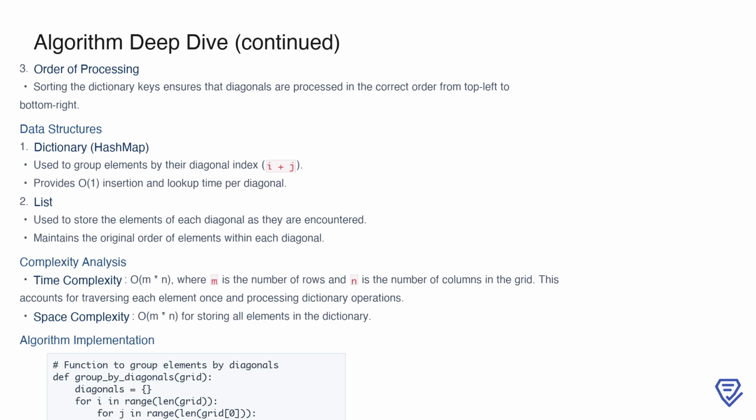In terms of complexity, the time complexity of this approach is O(m*n), where m is the number of rows and n is the number of columns. This accounts for visiting each element in the grid once and performing dictionary operations. The space complexity is also O(m*n), since we store all elements in the dictionary. With these insights, we can confidently implement the algorithm to group elements by their diagonals.